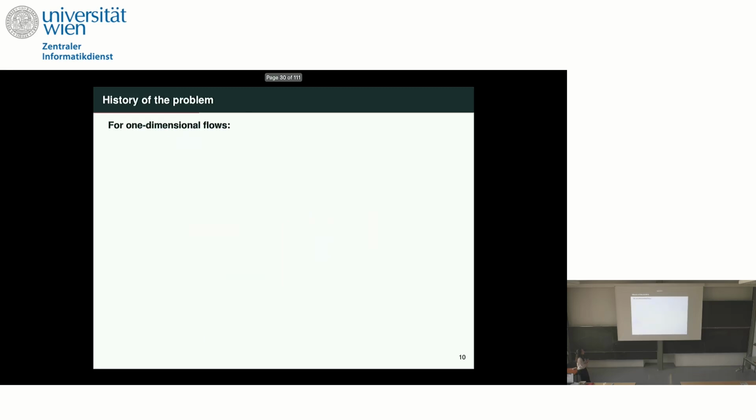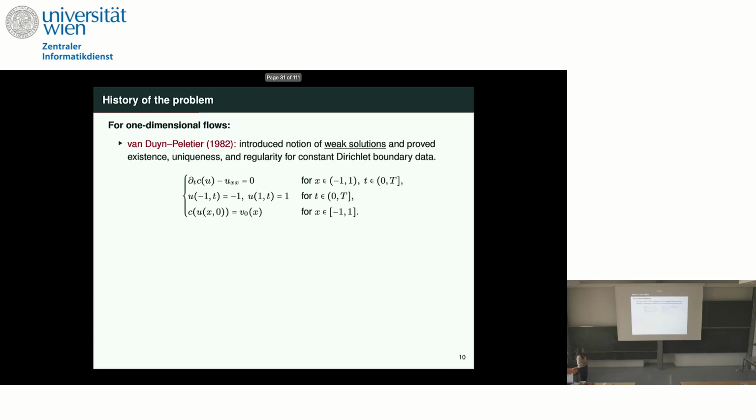Okay. A little bit about the history of the problem. The analysis started around the 80s, and most of the works are for one-dimensional flows. Okay, there's also a few for higher dimensional flows, but it's mostly for one-dimensional. And the pioneers of this theory are Van Duyn and Pelletier. And in 82, they studied this model here. Okay, so it's a 1D flow. And they study a Cauchy problem with constant Dirichlet data.